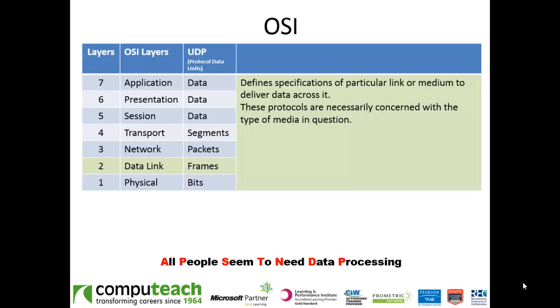The data link layer defines specifications of a particular link or medium to deliver data across it. These protocols are necessarily concerned with the type of media in question. For example, 802.3 and 802.2 define Ethernet for the IEEE, which are referenced by the OSI as valid data link layer protocols, also referred to as MAC and LLC, respectively. Other protocols such as high-level data link control for point-to-point WAN links deal with the different details of a WAN link.